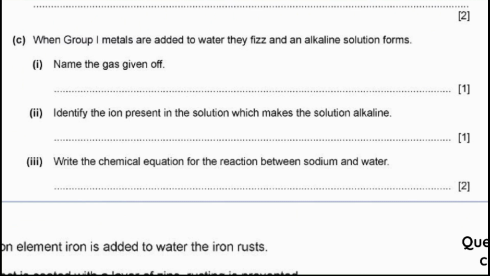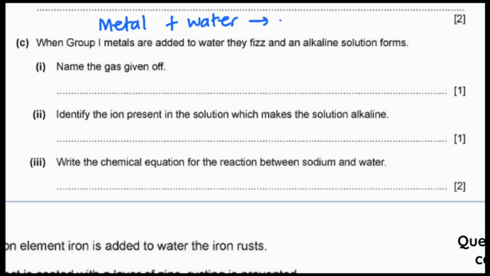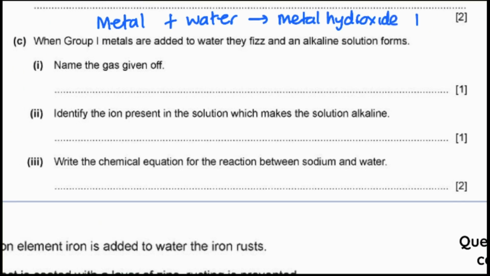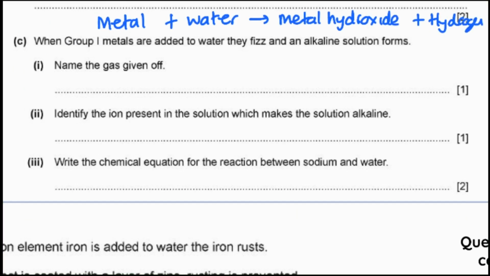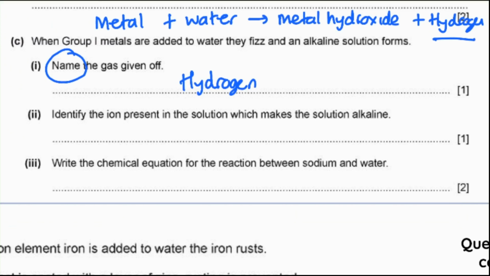When group 1 metals are added to water, they fizz and an alkaline solution forms. So we need to remember that any metal plus water makes a metal hydroxide plus hydrogen gas. So that's a general equation that you just need to remember because it will definitely come out. So name the gas given off. Well, of course, it's hydrogen. Notice that it says name. It doesn't say give the symbol. Identify the ion present in the solution that makes the solution alkaline. Well, all alkaline things contain OH minus ions. All acidic things contain H plus ions.